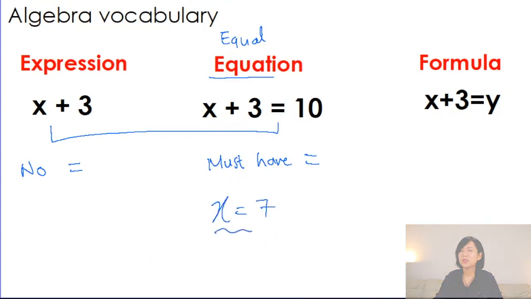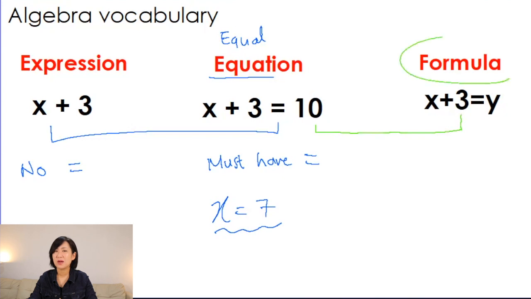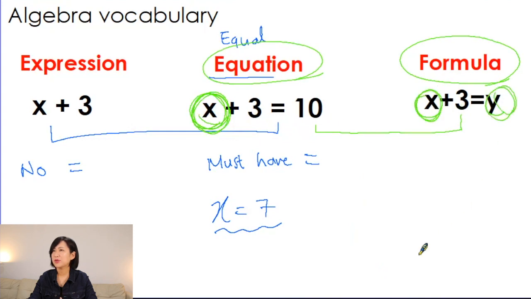Now, let's talk about equation and formula. What's the same and what's different? Thinking about it, they both have an equal sign and they both have variables. But an equation has only one variable, while a formula has 2 or more variables, x and y. That's the difference between them. A formula is a relationship between 2 or more variables, the relationship between x and y.